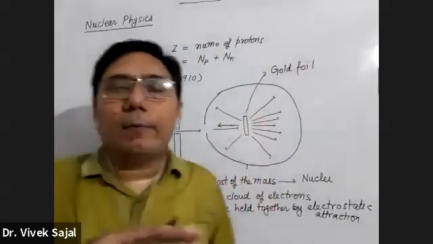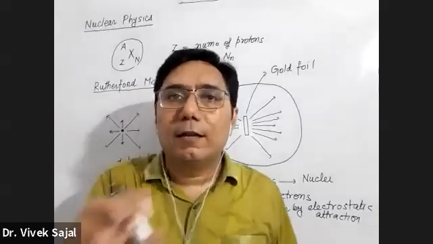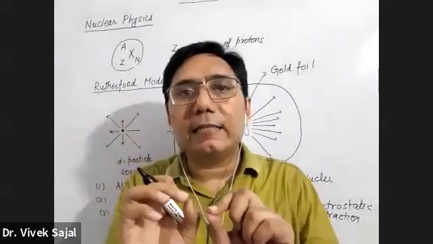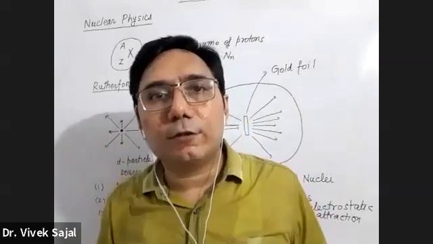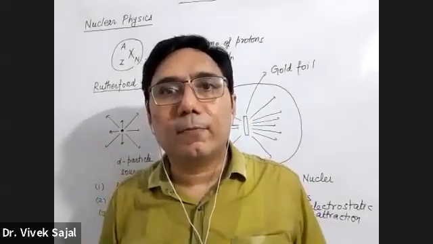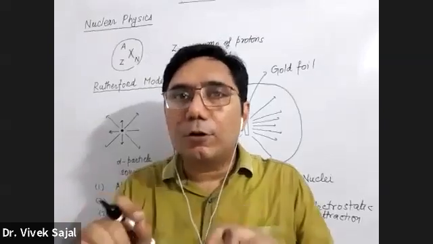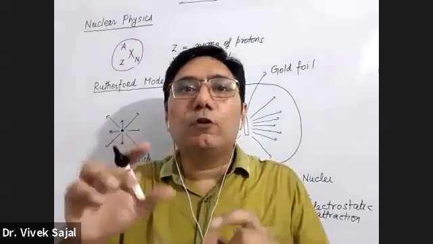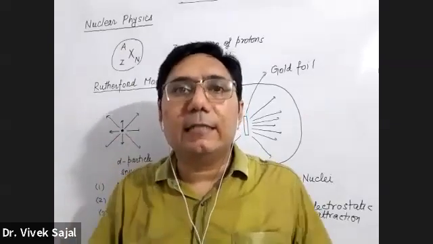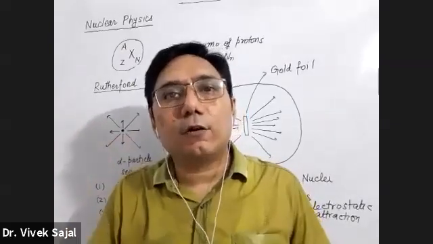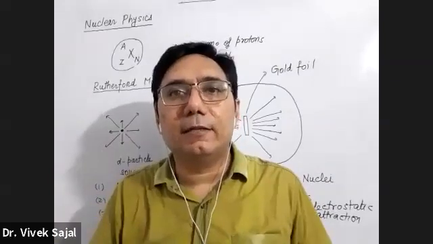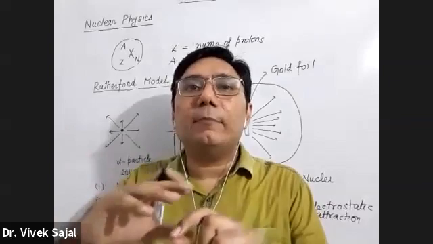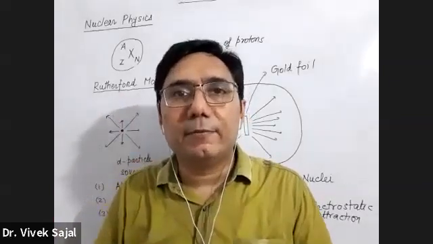So when we are bombarding this gold foil with the help of alpha particles, then alpha particles are interacting with the atoms of this gold foil. And because most of the atomic volume is nearly empty, in the outer region we have only electrons whose mass is negligible. So automatically outside the nuclei, most of the space is empty.